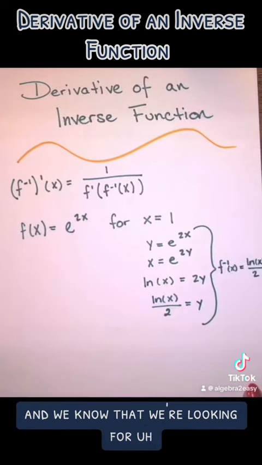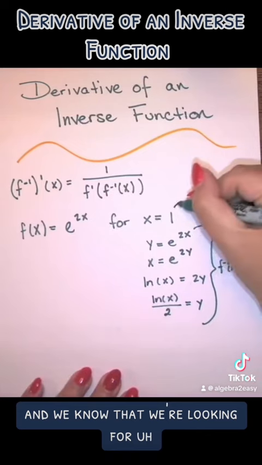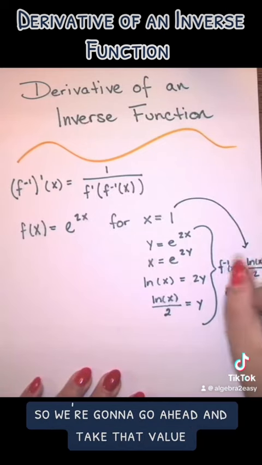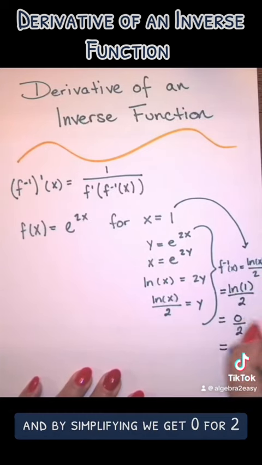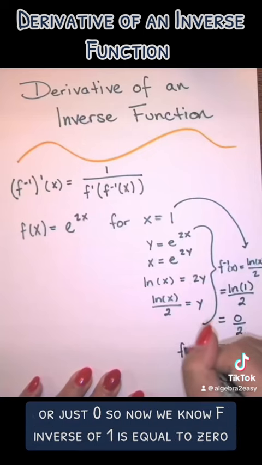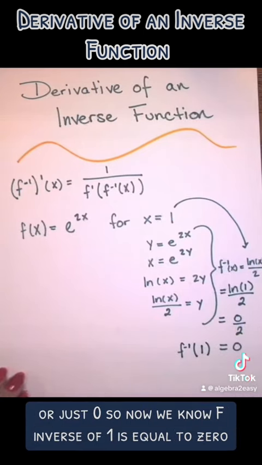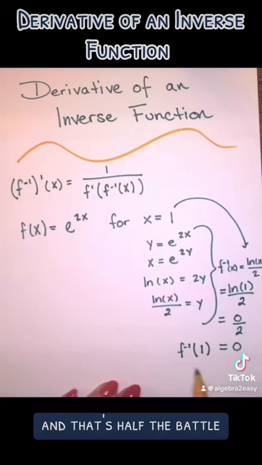And we know that we're looking for the inverse when x is equal to 1. So we're going to go ahead and take that value and substitute it into the inverse function. And by simplifying, we get 0 over 2, or just 0. So now we know f inverse of 1 is equal to 0. And that's half the battle.